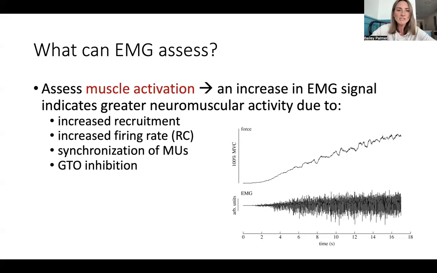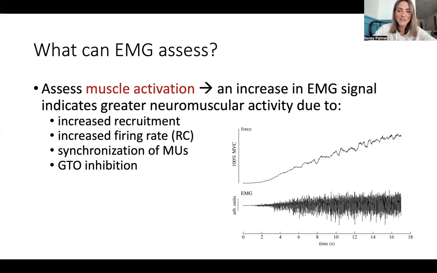One thing we do know is that when the EMG signal gets larger, as it increases over time, it's usually indicative of higher force production. So you can see this relationship here between EMG and percent of MVC, maximum voluntary contraction, a measure of force. Why though? Why does this greater signal equal more force?